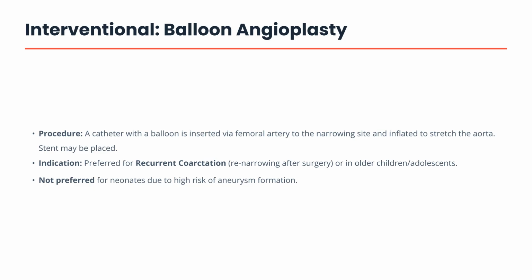Interventional treatment, such as balloon angioplasty, is preferred for recurrent coarctation or in older children and adolescents. A catheter is used to inflate a balloon at the narrowing site. It is generally not preferred for neonates due to the risk of aneurysm formation.